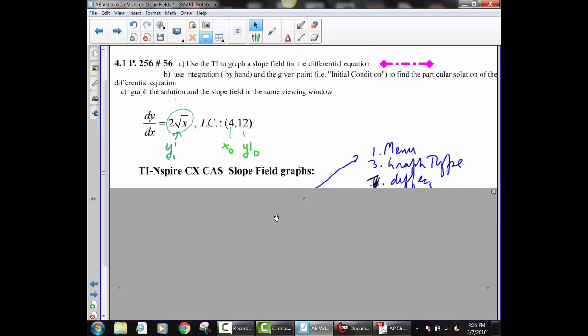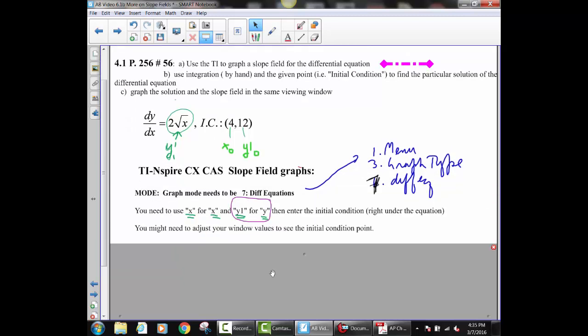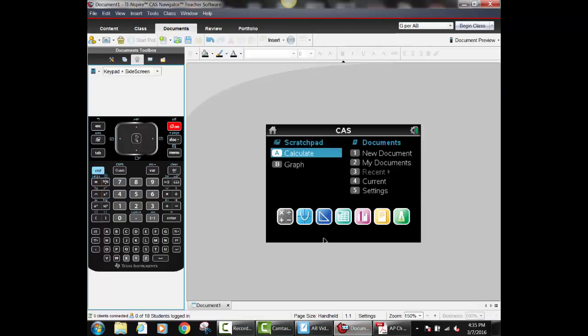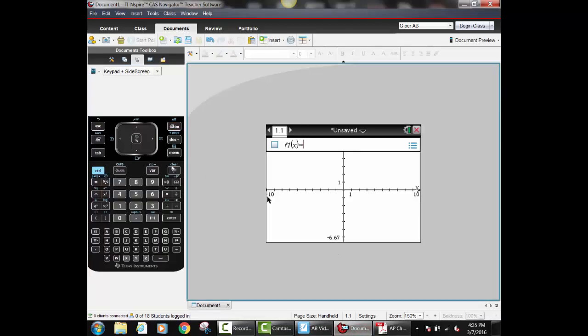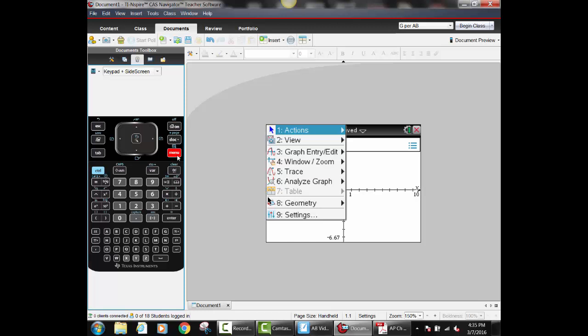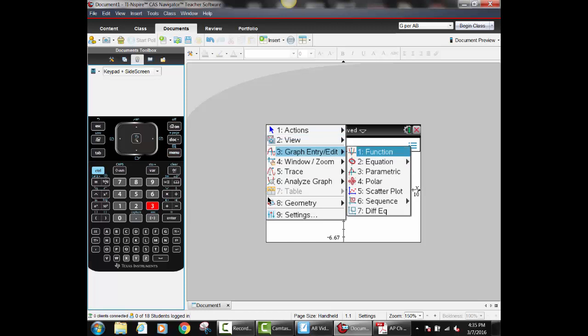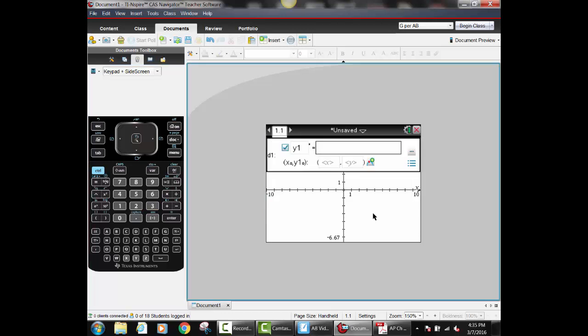So this is how you can do this on your calculator, okay? You go into your graph mode. You're going to go to differential equations. So let me show you that. So you're in graph mode. You select menu and you select option 3, but you'll notice diff EQ. So option 7 will give you diff EQ, okay?